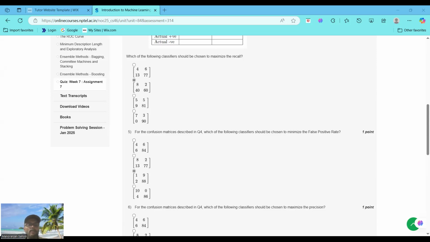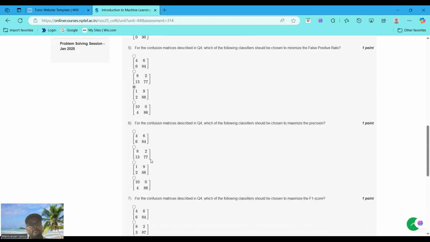The false positive rate is calculated as false positive divided by false positive plus true negative. Classifier C has the lowest number of false positives, that is 1, resulting in the lowest false positive rate. So for question number 5, option C. Now, moving to question number 6. For the confusion matrices described in question 4, which of the following classifiers should be chosen to maximize the precision?